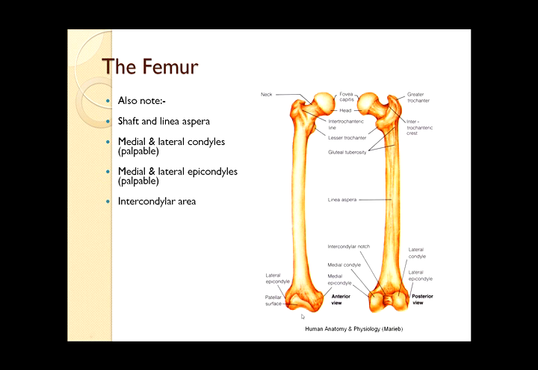In between the condyles, we have this area here anteriorly and this area here posterior. This is known as the intercondylar area. It's the area between the condyles, and this intercondylar area is for articulation with the patella.